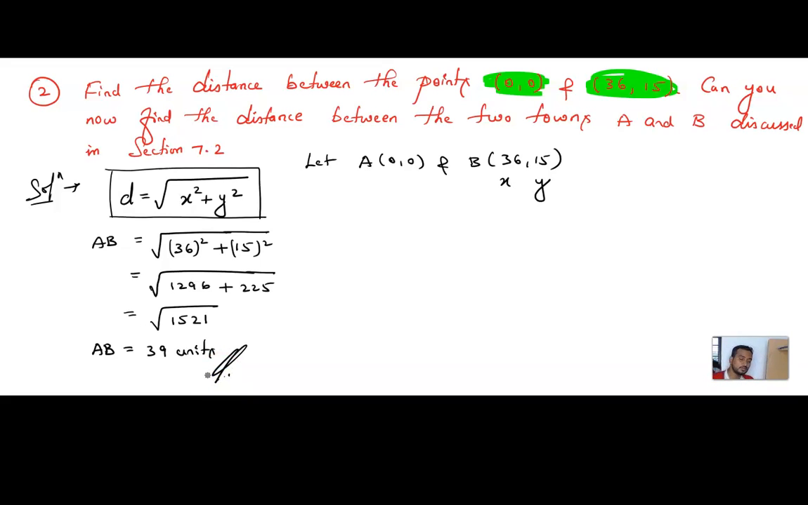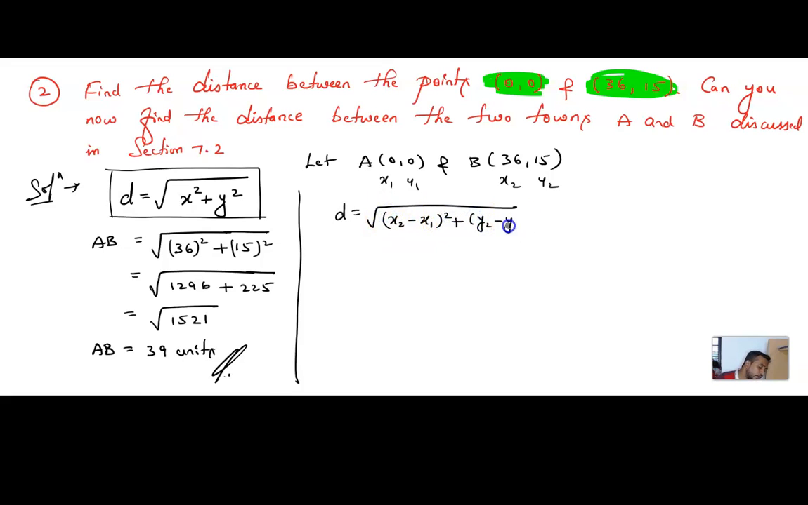Any doubts? Now, sir, if it's quite difficult or confusing, then what you can do? You can solve by our previous method. That is, let me say this is x1, y1 and this is x2, y2. If you want, you can do it in this method also. That is d is equal to root of x2 minus x1 whole square plus y2 minus y1 whole square. Got it? This is another way to solve the same problem.